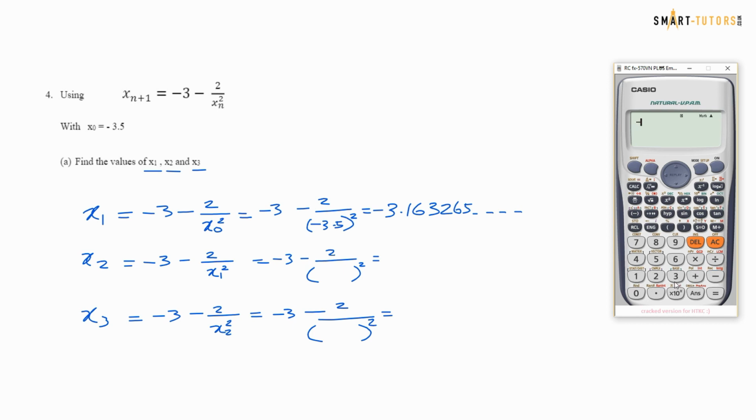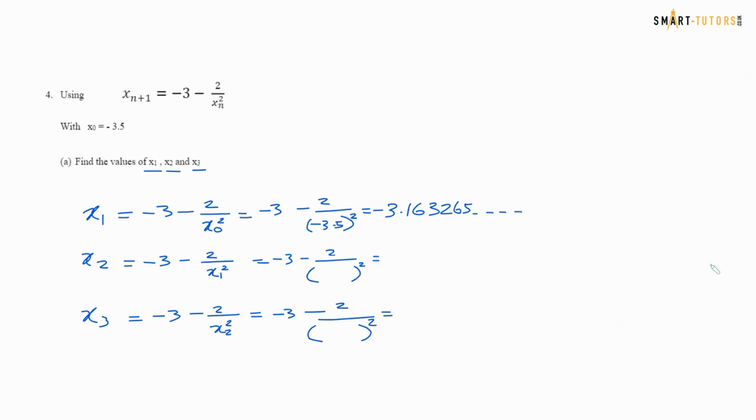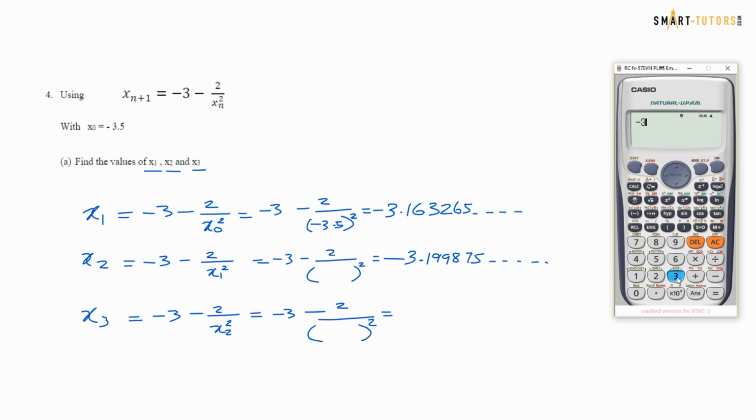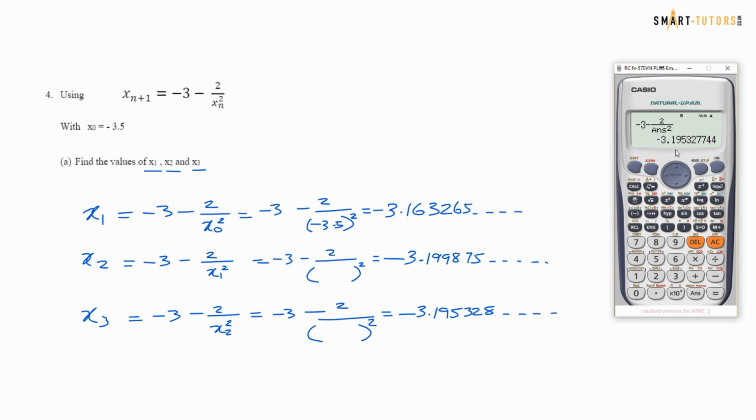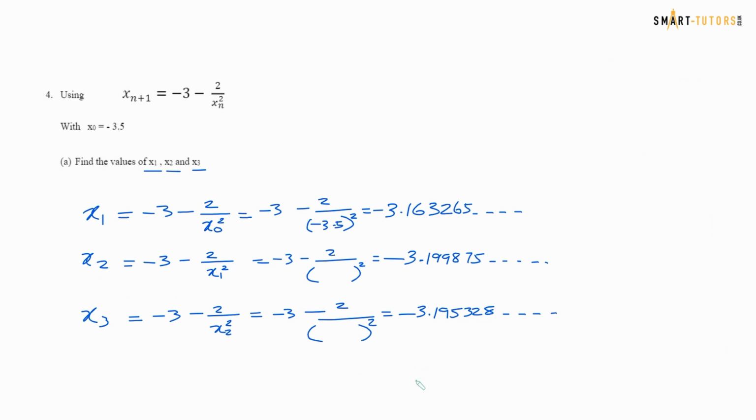We are going to use the calculator again. Minus 3 minus 2 over answer squared. That is the beauty about this one. Press equals and that gives minus 3.199875, and that is recurring. Next one, again minus 3 minus 2 over answer squared, which gives minus 3.195328 and so on. So that is the answer for question number 4.